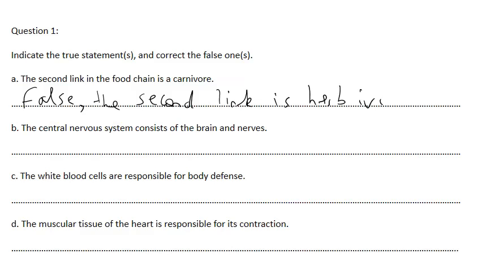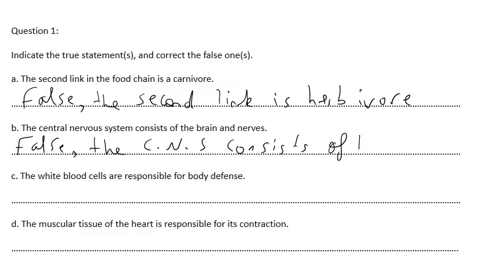Okay, good. Hamad Hassan, B. The central nervous system consists of brain and nerves. Remember, you have central nervous system and peripheral nervous system. The central nervous system consists of what? The central nervous system consists of brain, nerves, and spinal cord. No, the CNS consists of brain and spinal cord. The nerves are for the peripheral nervous system.